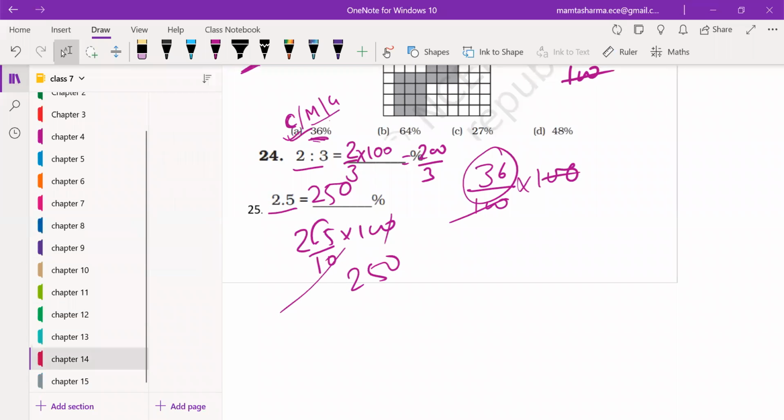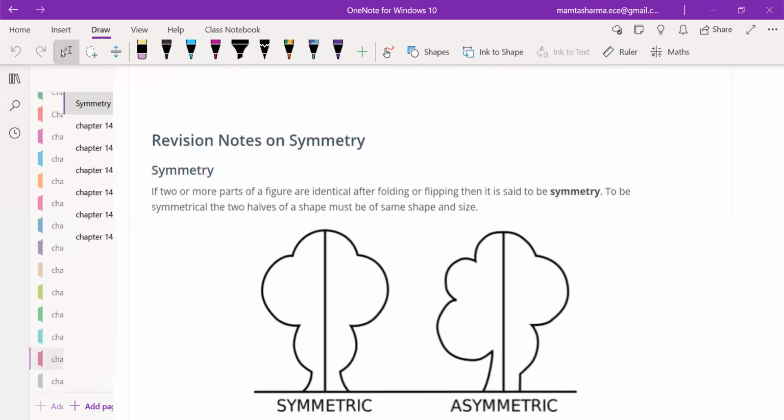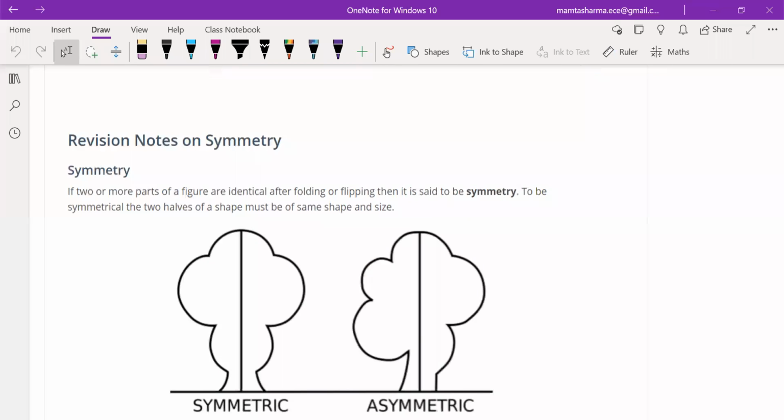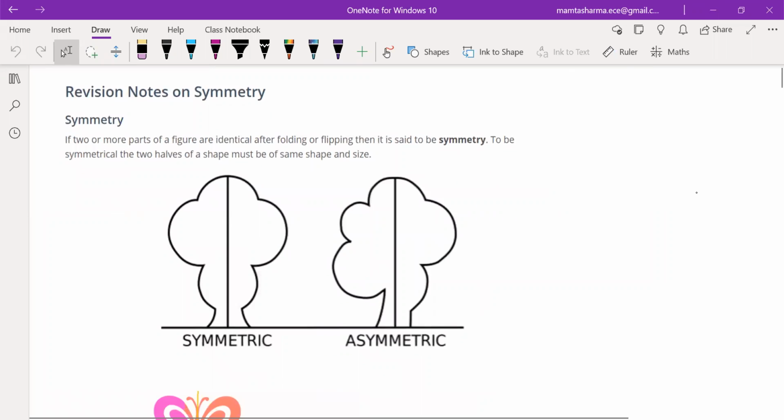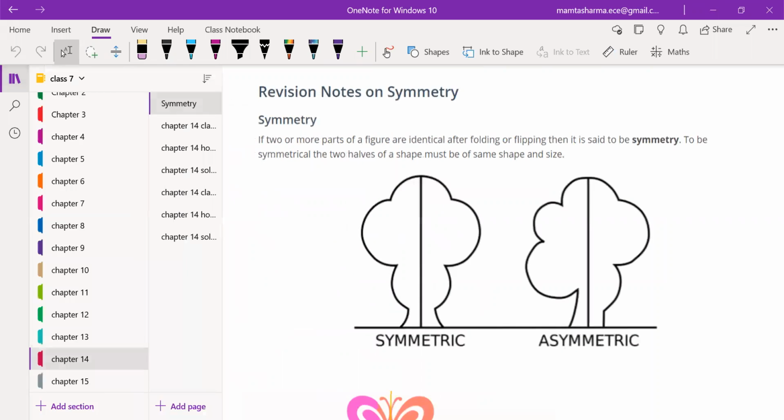Now we will start this chapter symmetry. Is there any doubt for anyone till here? No? Okay. So now we will do the chapter symmetry. Actually, ma'am, can you just recall all the formulas that we have done for profit and loss? For profit and loss, wait.